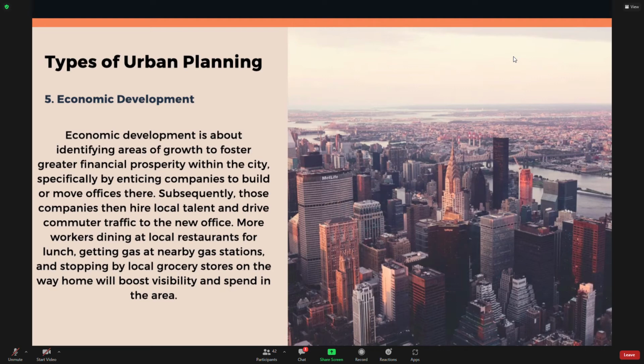So in economic development, mostly this is how they do it. You want people to use all these local restaurants, and when people work there, come there to work, or stay there to live, the local restaurants and local grocery stores can thrive. So that is how you boost the visibility and vitality of the area.